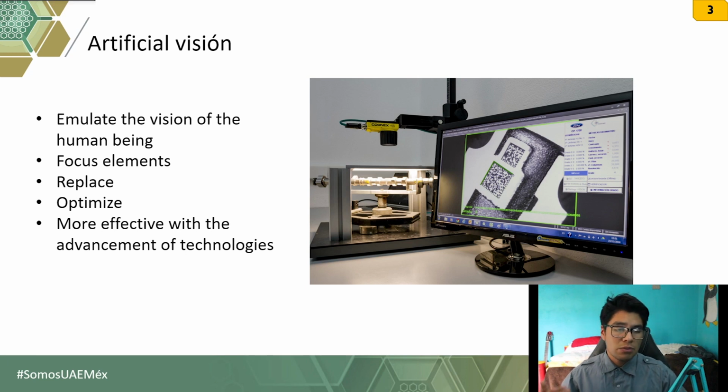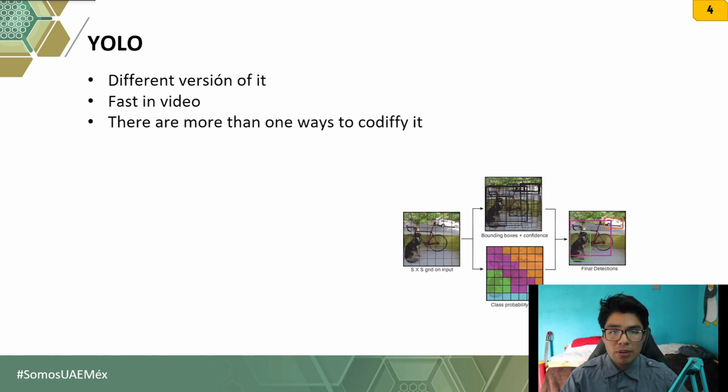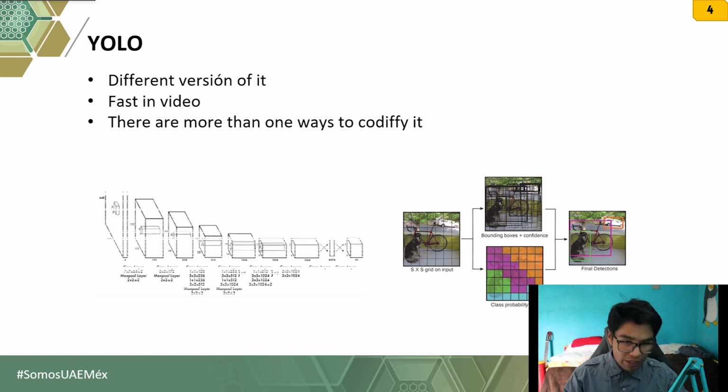This optimizes the work and is more effective with the passing of the years and the advance of technology. We get better hardware with the GPU, when the jump was made from the CPU to the GPU. And that is where we have YOLO, and there is how it works in YOLO. There are different versions of it. It's fast in video, and there is more than one way to codify it.